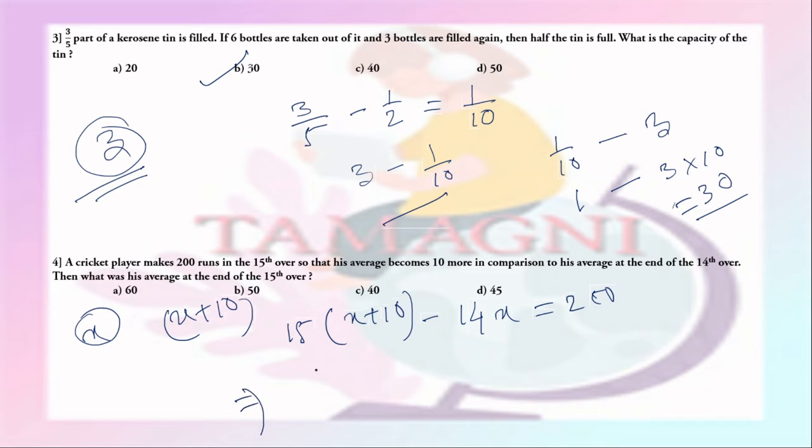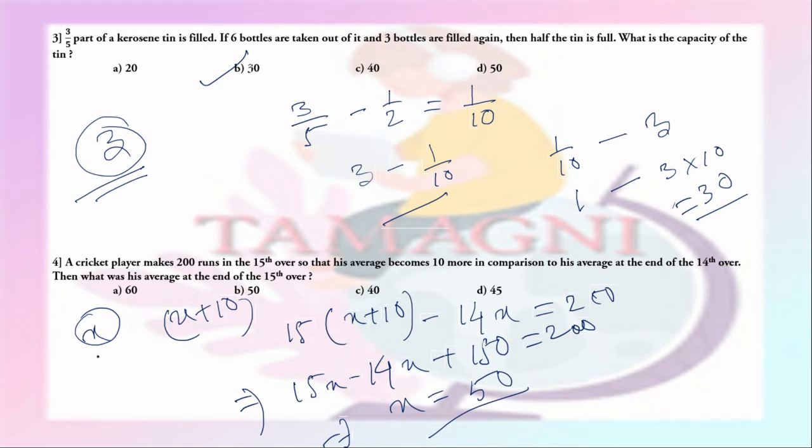Now if we distribute this, 15x minus 14x plus 150 will be equal to 200. So this gives x equal to 50. x means the average run after the 14th over. Now the question asks what will be the average at the end of the 15th over, which is x plus 10. So at the end of the 15th over, the average will be 50 plus 10, which is 60. So option A is the right answer.